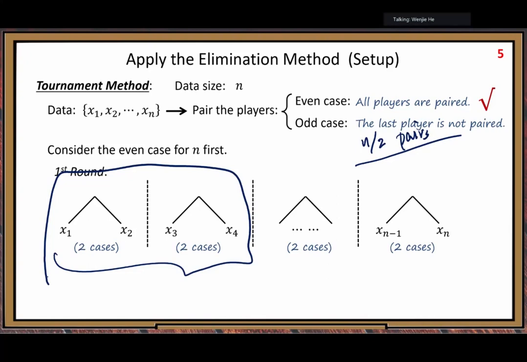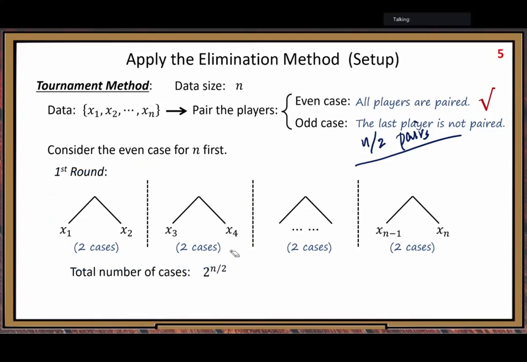But now you have n over 2 pairs. Do you need to do multiplication 2 times 2 times 2, total n over 2 times? Because you have n over 2 pairs. So the total number of cases you have is 2 to the n over 2 power. That many cases. Is that a big number? Think about that.